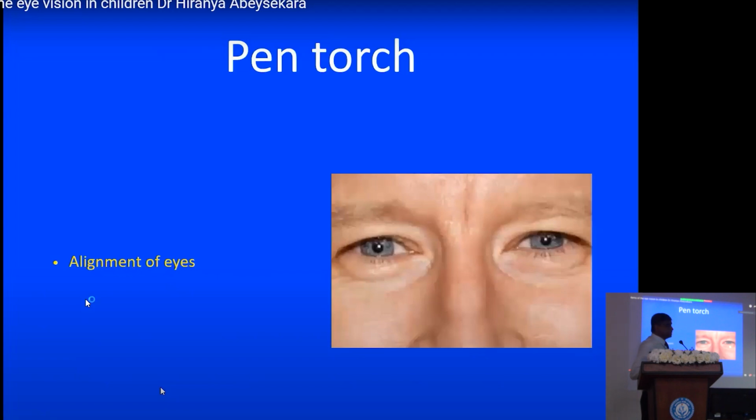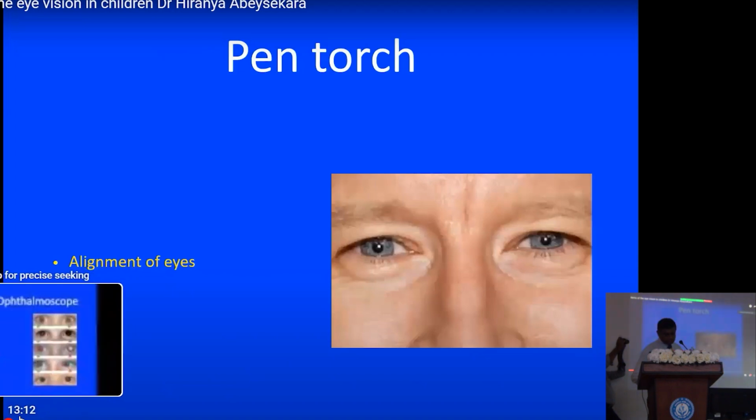You can see it's in the center of the cornea, right? So there is no manifest squint. There's no obvious squint in this patient because the reflection from the torch light falls right on the center of the cornea. But if it does not fall on the center of the cornea, then it is a squint.